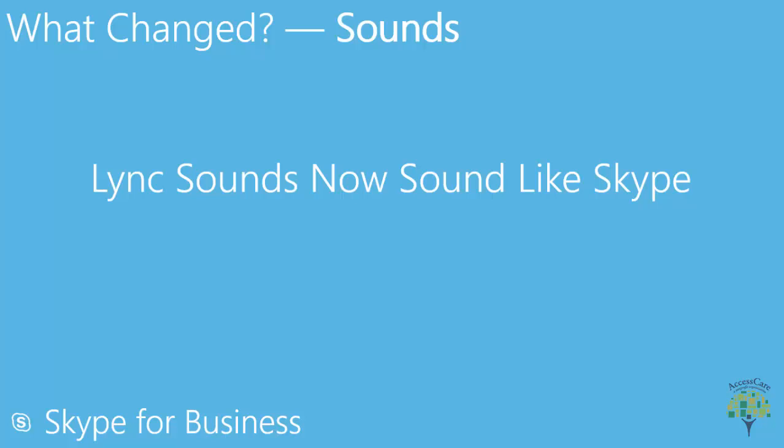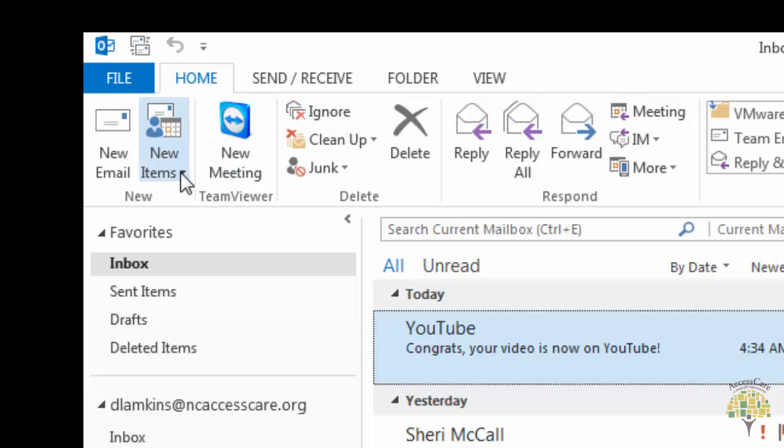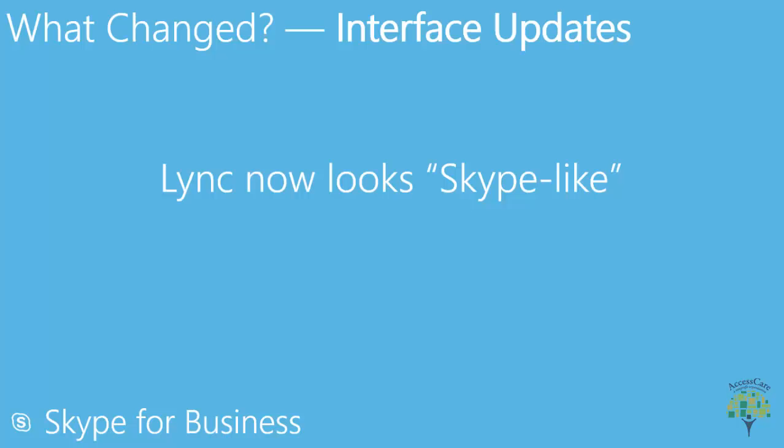Sounds. Lync sounds now sound like Skype. If you're familiar with the Skype sounds, it won't be a big issue. If you've got Skype for Business open and you're hearing strange noises, chances are it's Skype for Business. Meeting links have also changed. With Skype for Business's integration with Outlook, the names for meeting invitations have changed to reflect the new name. You'll see now that if you go under New Items, the entry has changed to Skype Meeting instead of Lync Meeting.